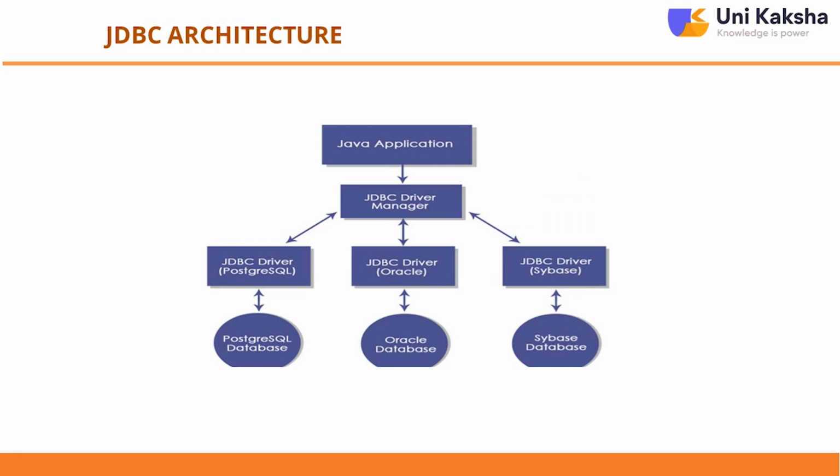Now, let's first understand what exactly the JDBC architecture is. Basically, the Java Database Connectivity architecture is divided into four different parts. First, the Java application. Second, the JDBC driver manager, which is going to manage the drivers. Third, the JDBC driver. And fourth, the different databases like, for example, Oracle, SQL, Sybase, etc.